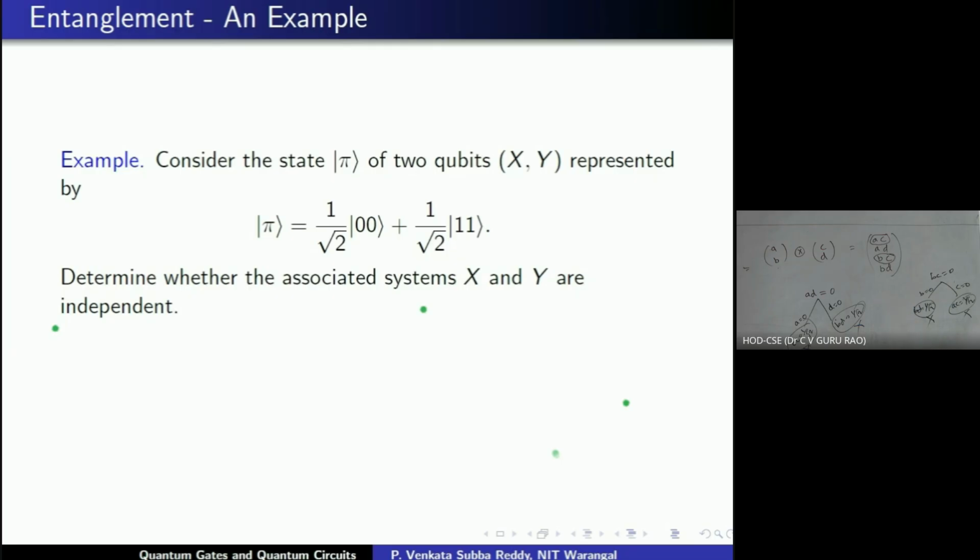1 by root 2 ket 0, 1 plus 1 by root 2 ket 1, 0. That also, 1 by root 2 ket 0, 1 minus, like this, different states, 4 states are there. They are called Bell states. All 4 Bell states are examples of entangled states.